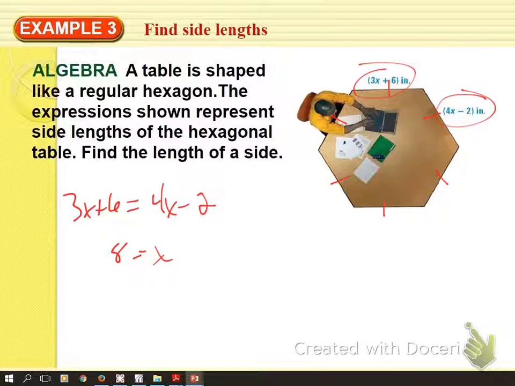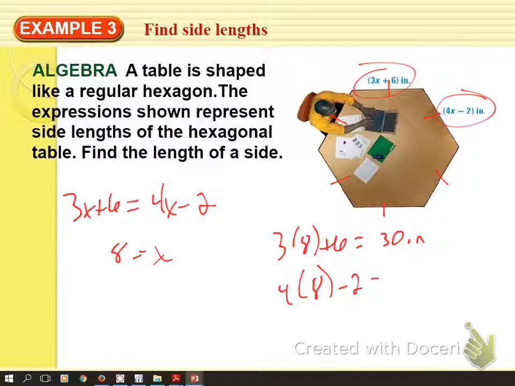Then, of course, I'd want to plug back in and find out what the side lengths are. So 3 times 8 plus 6 is 24 plus 6, which is 30 inches. The other guy, 4 times 8 minus 2. 4 times 8 is 32, minus 2 is 30 inches. They both suggest that the side lengths are 30 inches. Might be worth checking both, just to make sure you did it right. Okay? There you go.